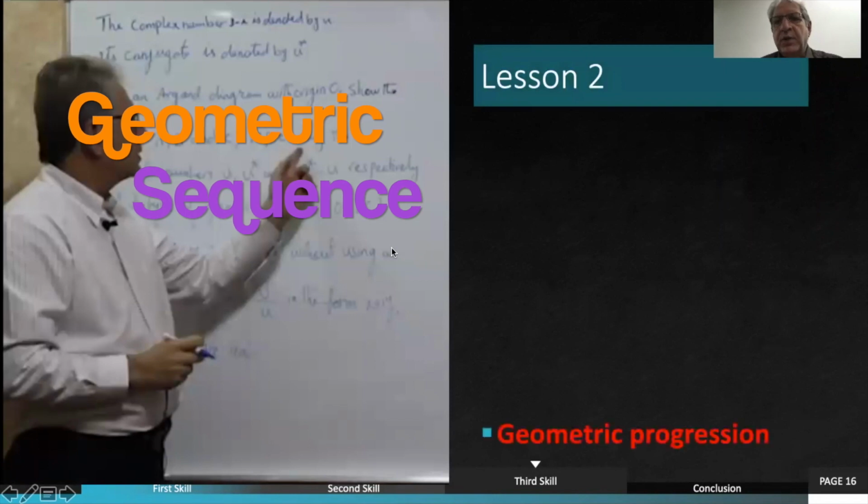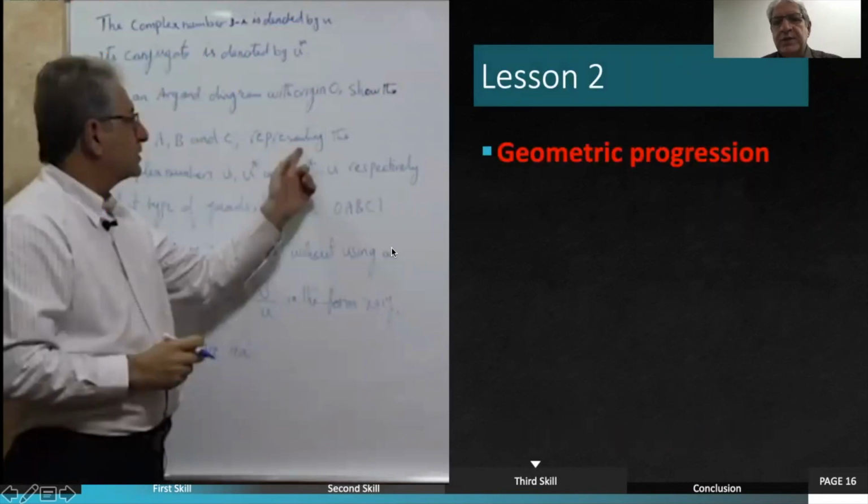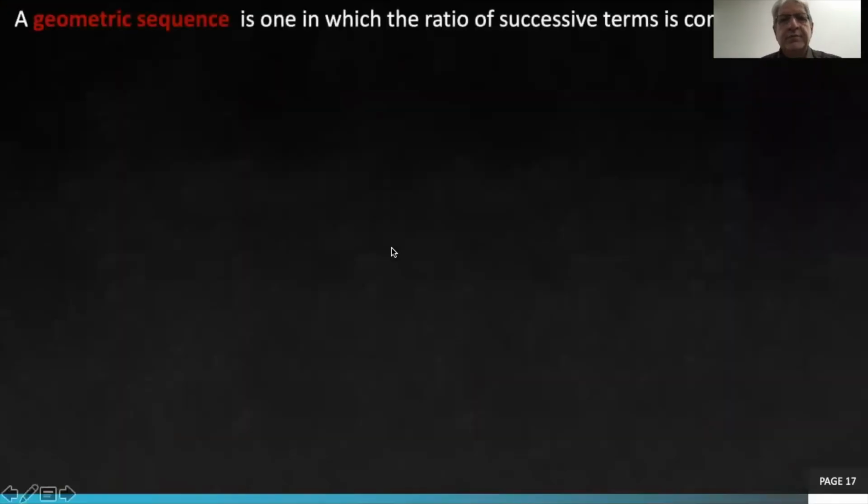Lesson 2 is about geometric progression. Let us see what we can do with the geometric progression. Now, a geometric sequence is one in which the ratio of the successive terms is constant. What I mean by that?